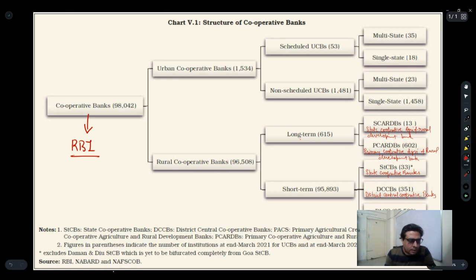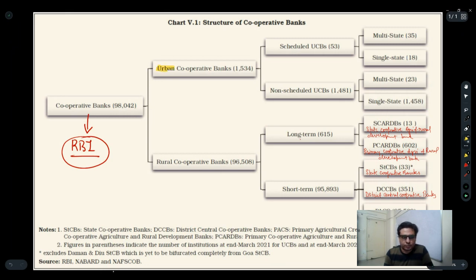Cooperative banking. I have taken this image file from the RBI, so that is why I have written RBI here. Don't be confused with any other thing. In this structure from RBI's authentic source, they have divided cooperative banking in India into two types. One is urban and another is rural, right?